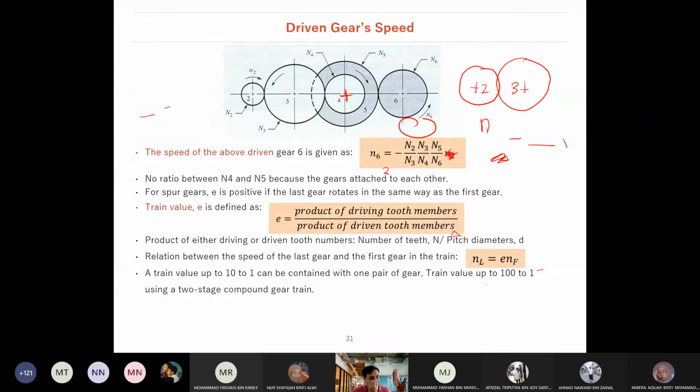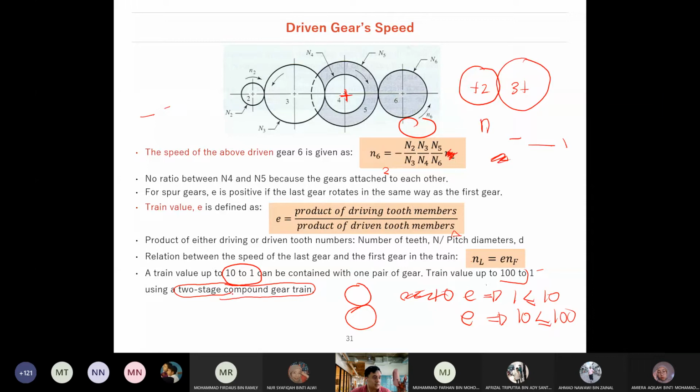Alright. Look here. If the train value, or E value, is 10 to 1, you can have a pair of gears, meaning two sets of gears. But if it is more than 10, say 100, meaning if E is less than or equal to 10, you have to use one pair of gears. If E is greater than 10 but lower than 100, you are going to use a two-stage compound design train.